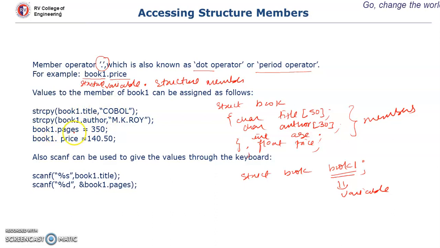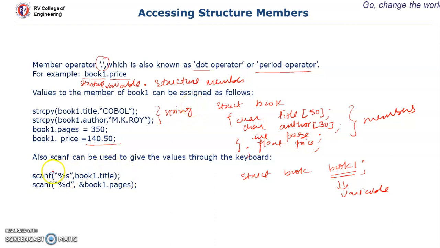And book1.pages is equal to 350. So like this also we can write. The value 350 will be assigned to pages. I cannot directly write page is equal to 350 because page is actually a structure member. So whenever I want to access any member, I need to write variable dot member. And then price again is a member, so I need to write book1 dot price is equal to 140.50. Okay, and here I cannot directly use the assignment operator for the title and author because these two are strings, and for strings and arrays I cannot directly use the assignment operator.